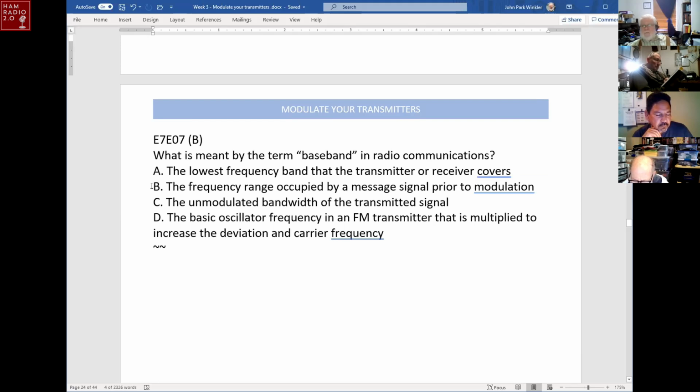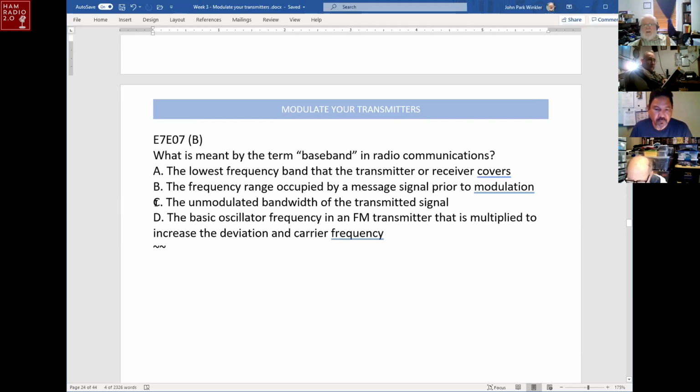I didn't catch who's asking this question, but if you do the most simple piece of this, the simple baseband would be one signal. That signal is your voice, for example. B is the frequency range that's occupied by that audio signal before it's modulated. So that baseband would be from about 200 hertz to 3 kilohertz. That's the baseband frequency for just a simple voice transmission.